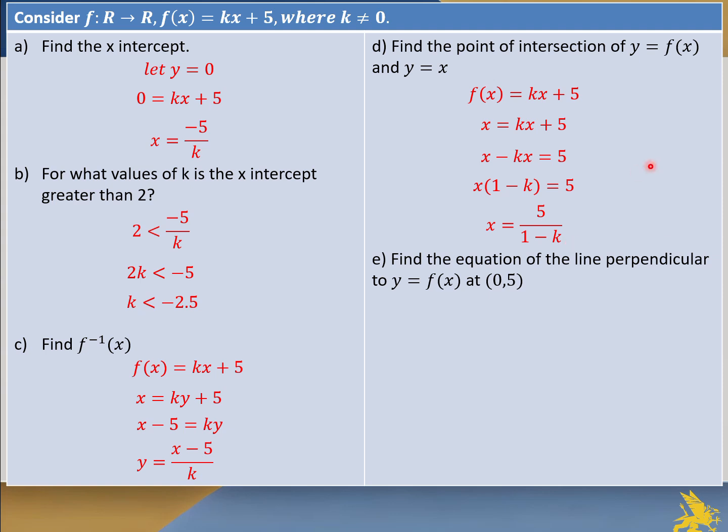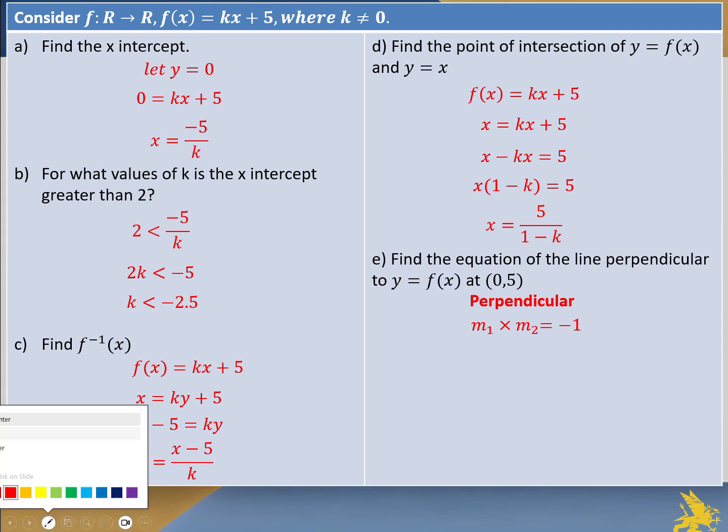Find the equation of the line perpendicular to y equals f of x at (0, 5). So the first thing we need to be thinking about for perpendicular is one gradient times the other equals -1. I would have gone over that we flip our gradient, so make sure it's a fraction. And then we look at the sign. One has to be positive, one has to be negative. The easiest way to think about that equation.